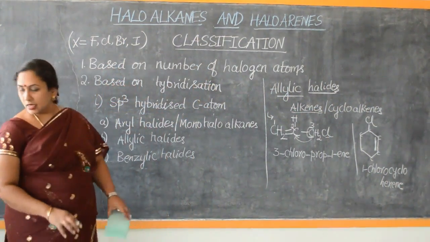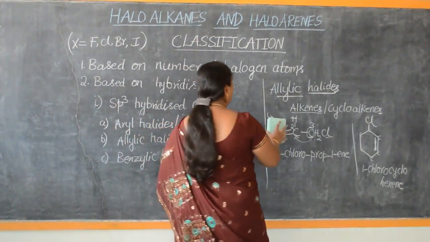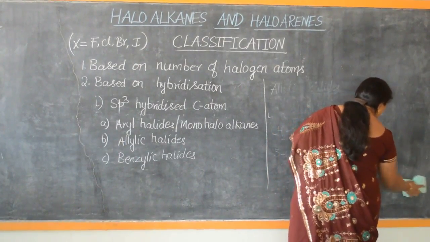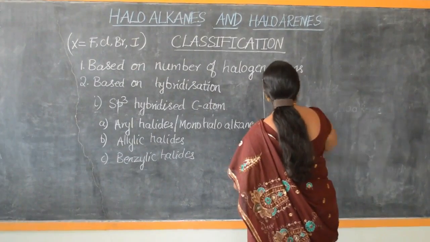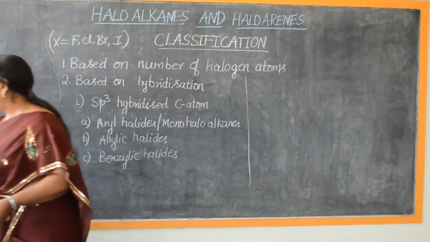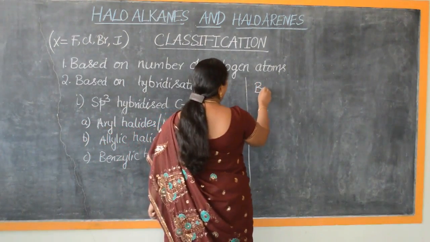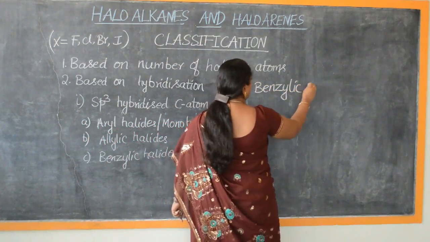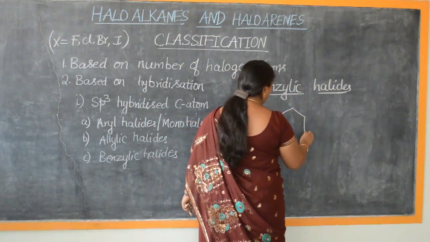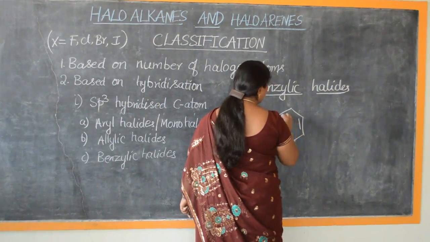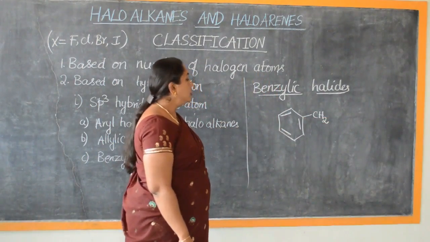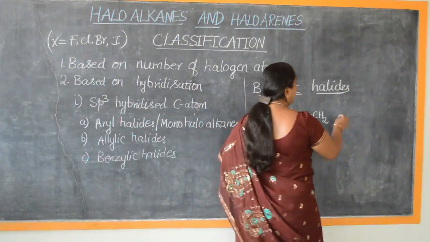Now let us discuss benzylic halides in detail. Now the name is giving you an idea. They contain an aromatic ring in their molecule. To the benzene ring, a side chain is there, and to the side chain of the benzene ring, if CH2 is present attached, then all such groups are called by the name benzyl group.